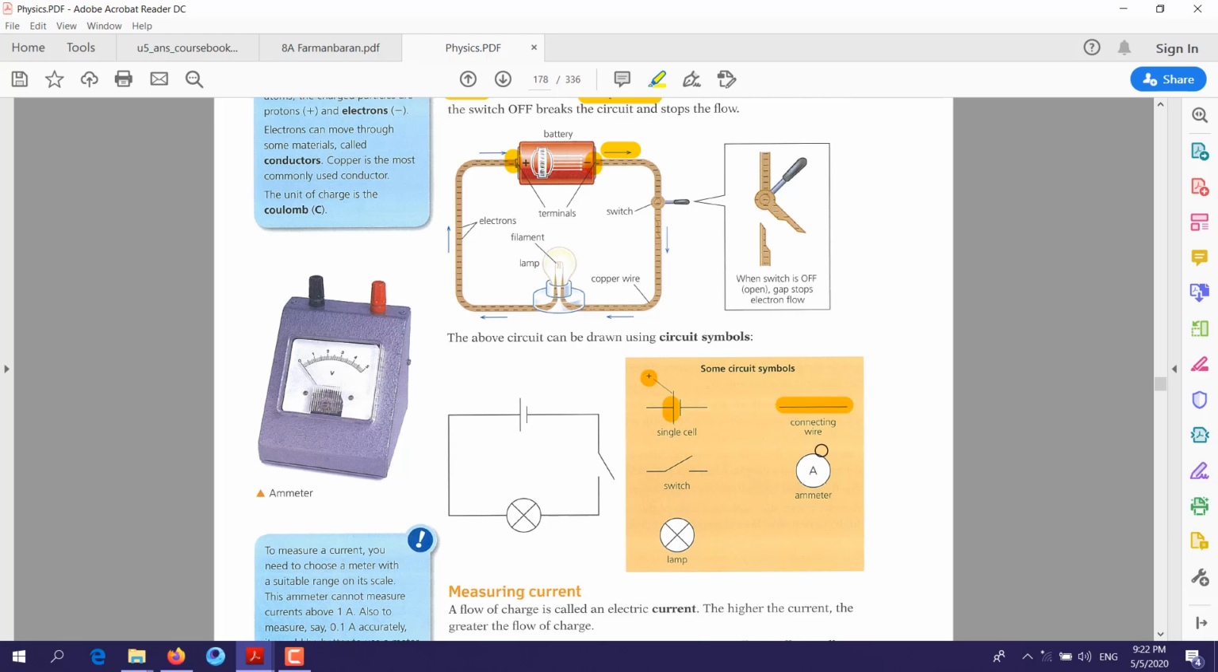And a straight line represents the wire. Switch, these two lines represent the switch. But here the switch is an open switch, sorry. If they say a closed switch, what will happen? This line should touch this one. And what do we have here? We have the lamp. This is a circle with an X inside it. This represents the lamp.